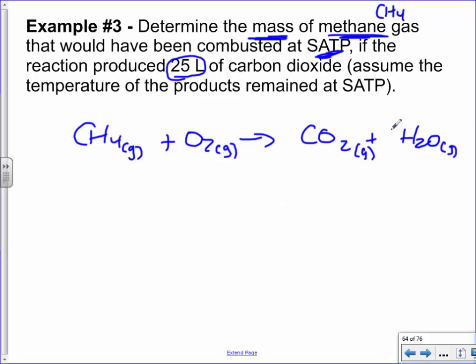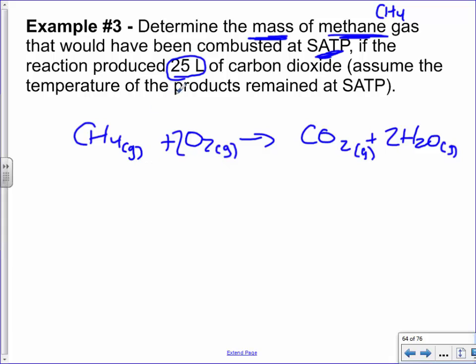And we need to balance as well. So I have a balanced equation. Are we okay with being able to handle that step? Okay, here's the challenging part.